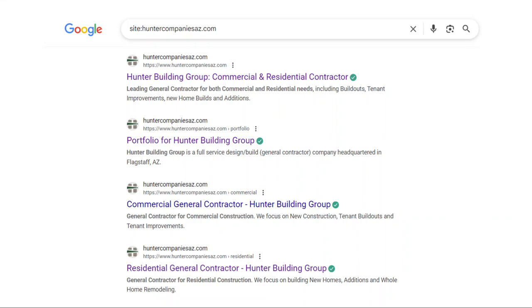This is a perfect, simple example where, at the highest level, before anybody starts learning more of the details of this company, Google is seeing that it will bring you, of course, to the homepage. Would you like to check out their portfolio, or would you like to check out the specifics of their commercial side of the business, independent of residential, and vice versa?